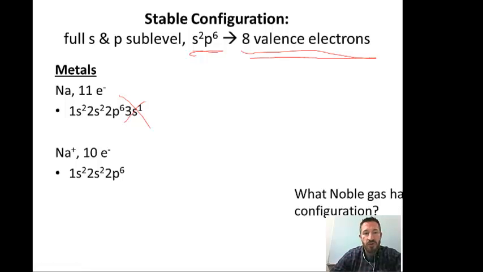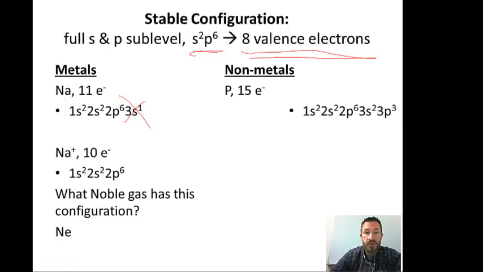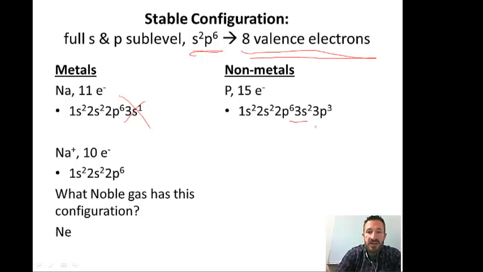Now if we go one further, this actually has a noble gas configuration. What noble gas has this configuration? What should be the noble gas that's previous to sodium? That would be neon. Now let's look at a nonmetal. Let's look at phosphorus. Phosphorus has 15 electrons. Its electron configuration would be 1s2, 2s2, 2p6, 3s2, 3p3. These are the valence electrons.